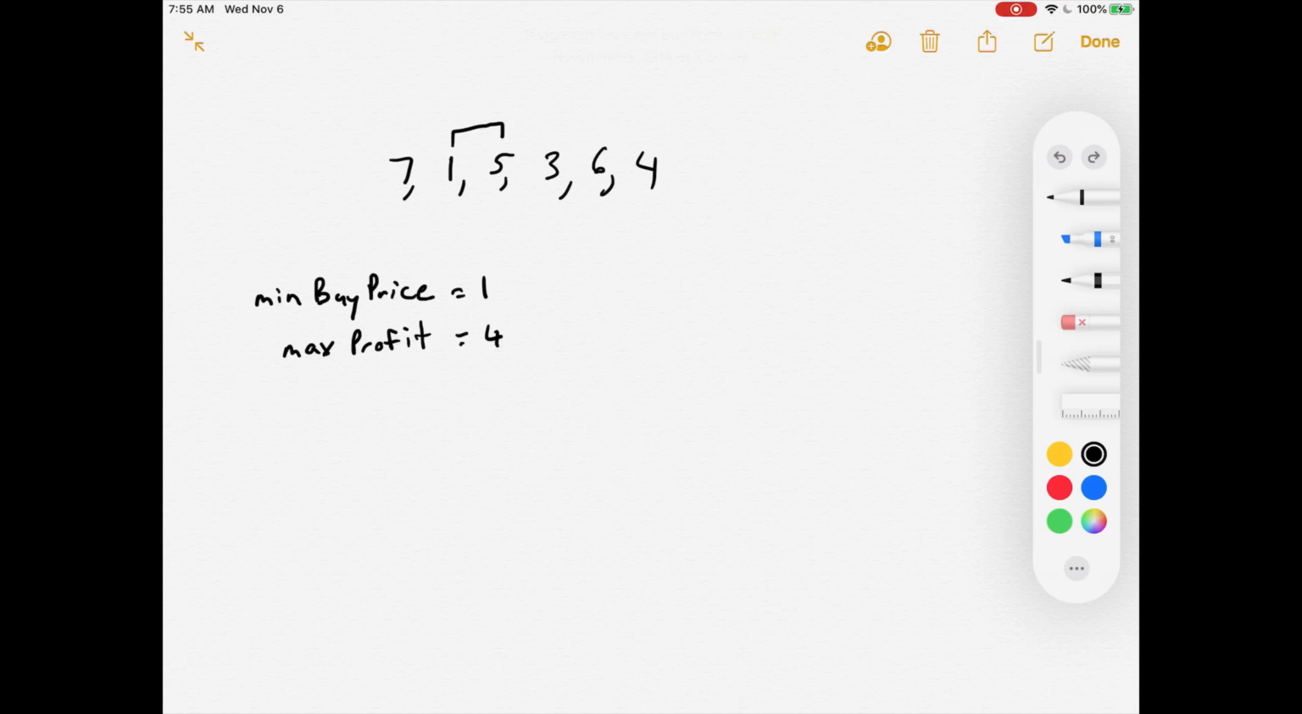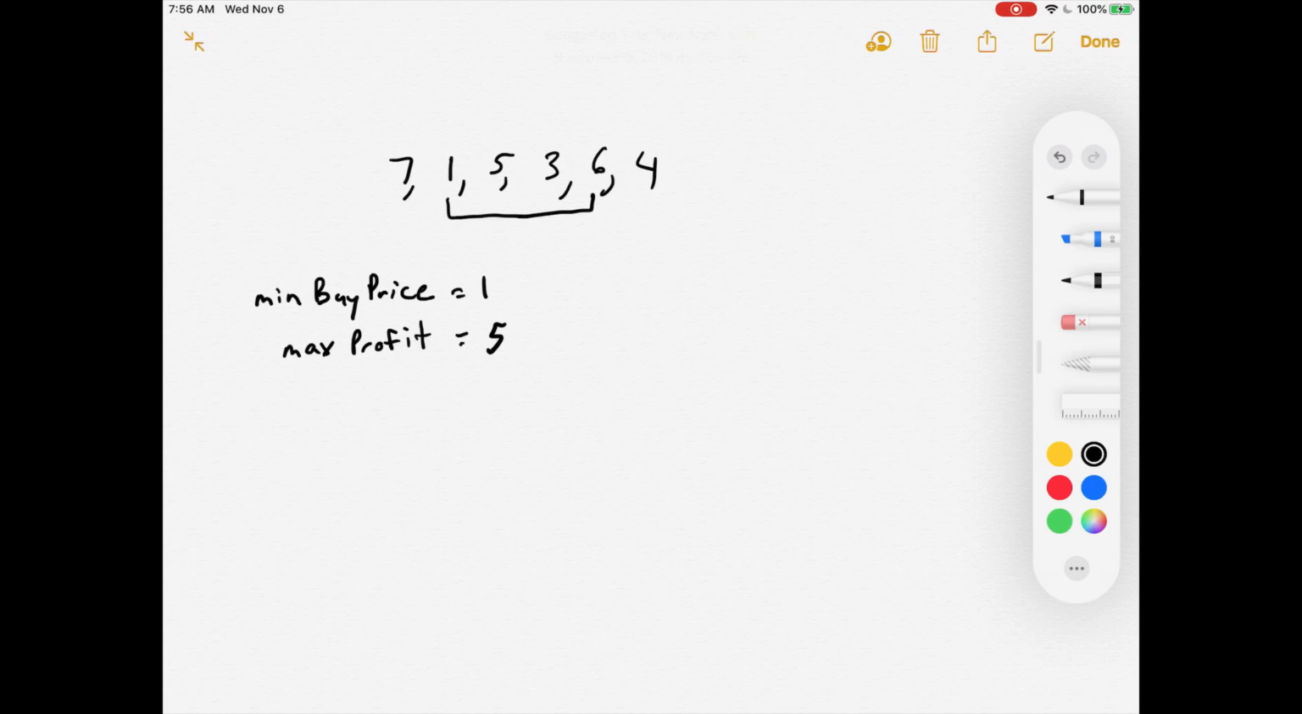Let's move on to the next one, the number 6. Would we buy at this price? No, because we already have bought it at $1, which is much cheaper than $6. Okay, so would we sell at this price? Well, let's see. If we sold at $6 and we bought at $1, our max profit would be $5. If we had sold it at our earlier price, which is $5, our max profit would only be 4. So we'd rather sell it at this price than what we had before. So we'll get rid of that. Our new max profit is the difference between 6 and 1, which is 5.